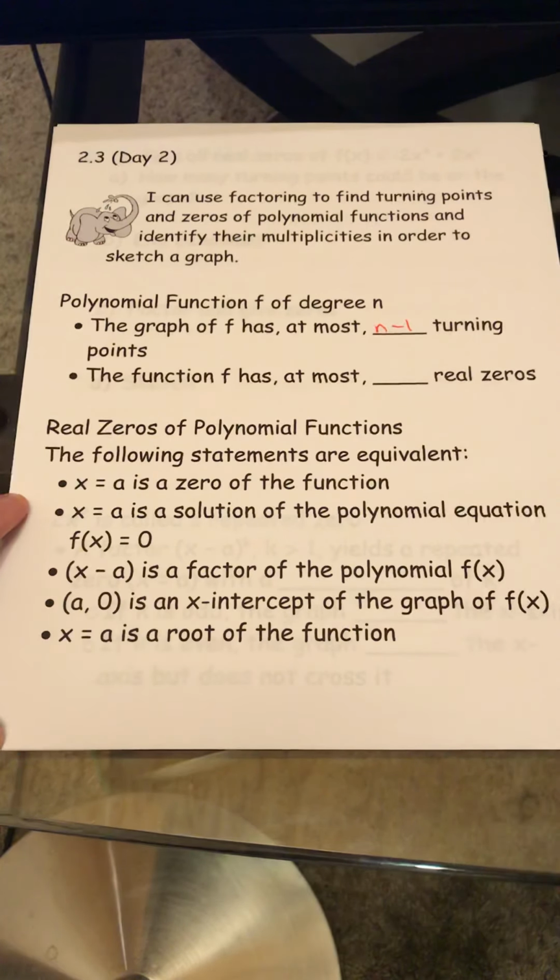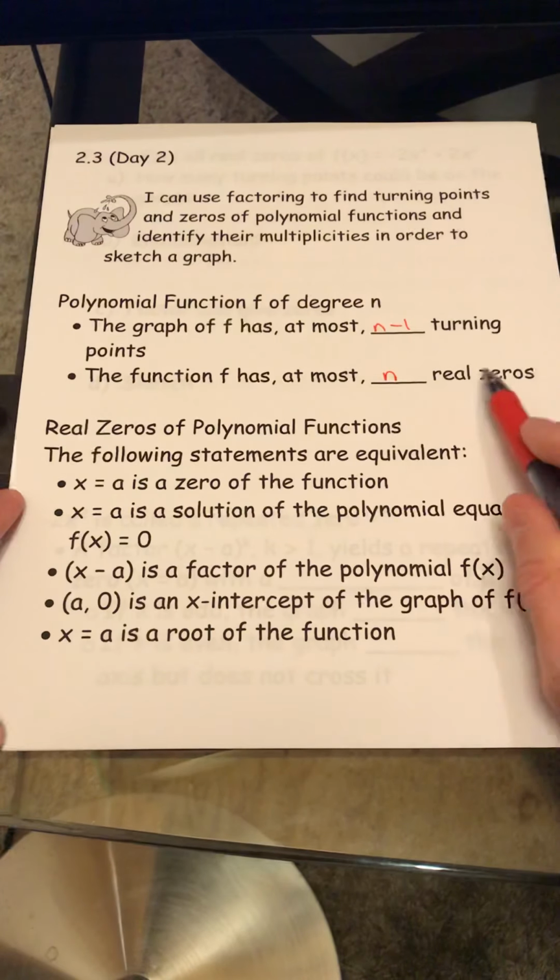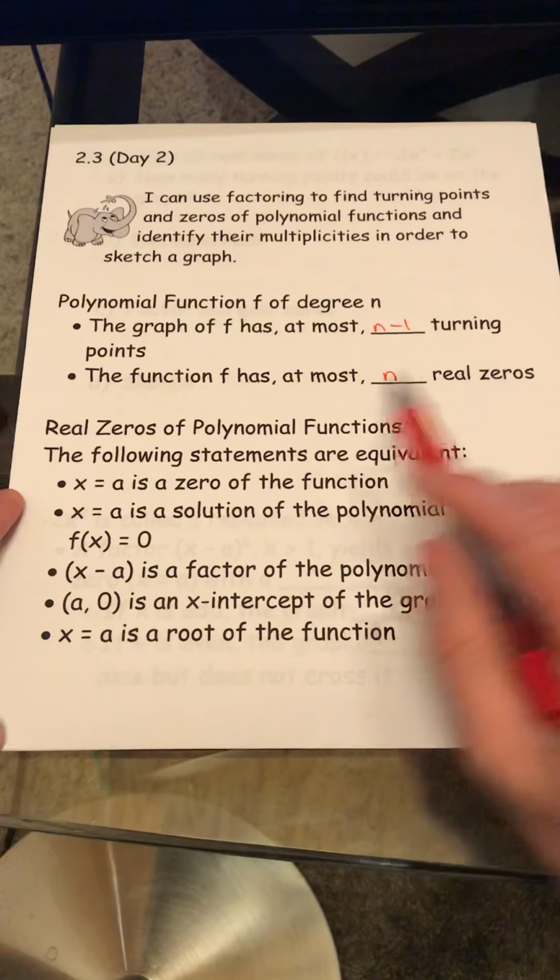The function f has at most n real zeros. So, whatever the degree is usually an indicator of how many zeros a function has. And we'll even talk here in a moment about this term zeros, what that represents as well.